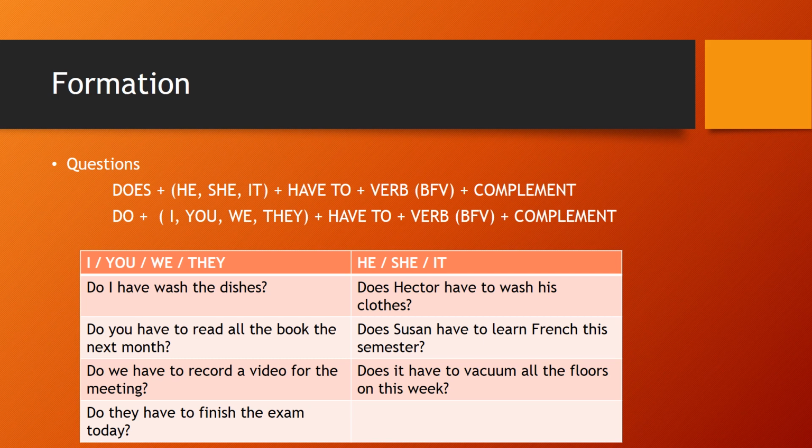Now we're gonna go for the last structure, the questions. Remember the third person? That was important. In these questions, if you choose a third person pronoun, you're gonna be starting your question with does. If you don't choose a third person pronoun, your question is gonna be starting with do. After the do or does, have to plus the verb plus the complement.